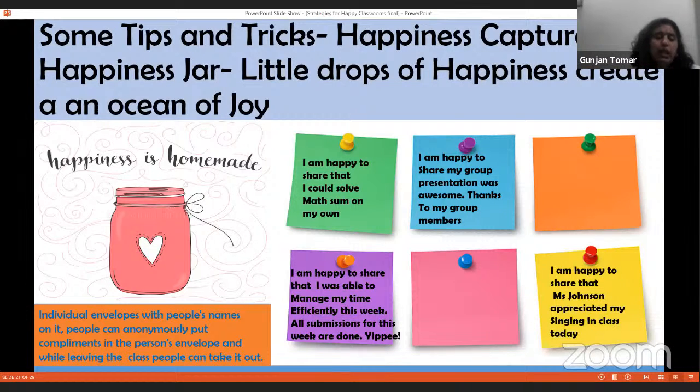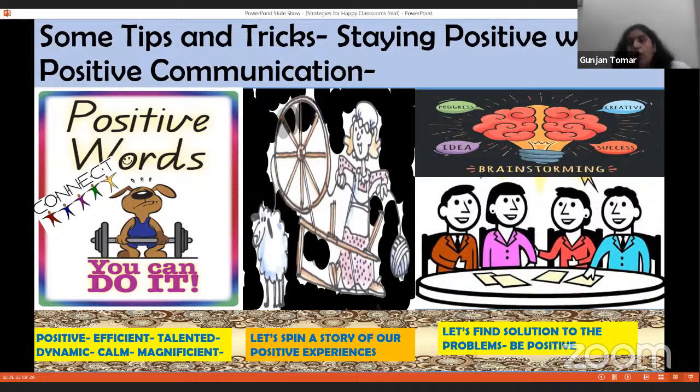And this is what my student had suggested. She said, we can have individual envelopes with people's names on them, and people can anonymously put compliments for that child in the envelope with his or her name. And by the end of the day, when the students leave, they can see what is so great about them, what good they have done for people. So it is good to recognize each other's potential, and how good we all are with each other.